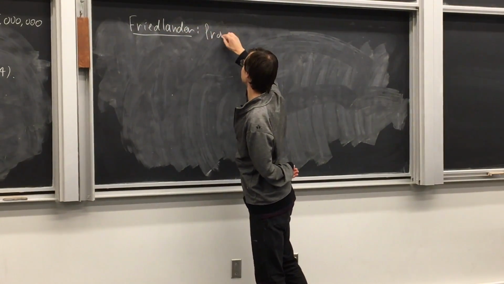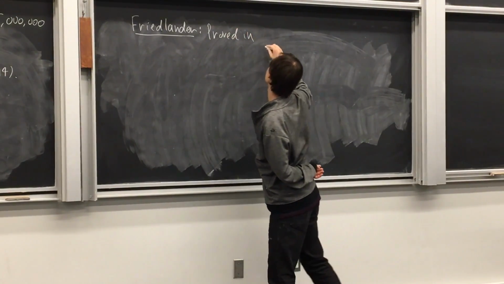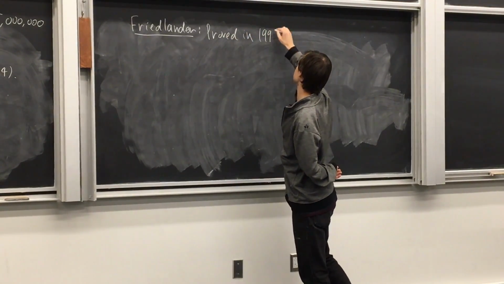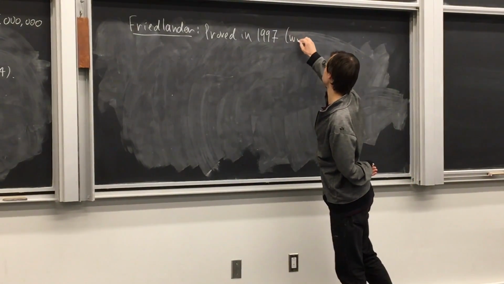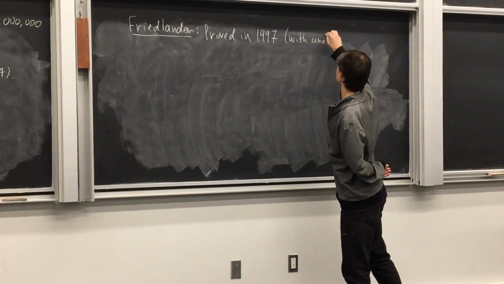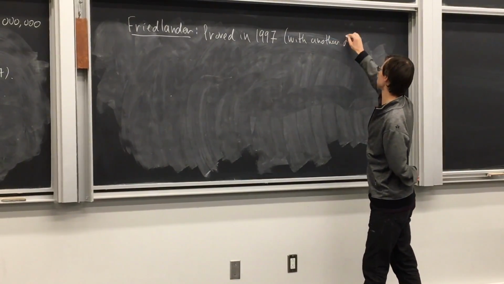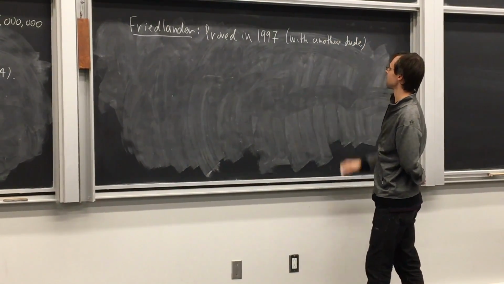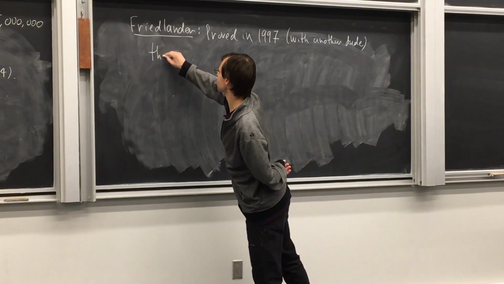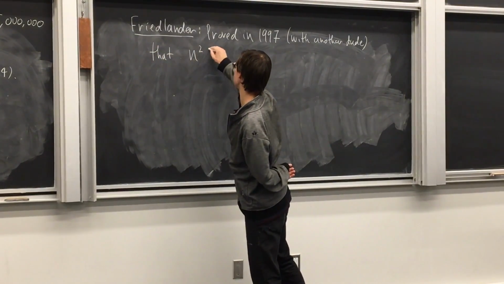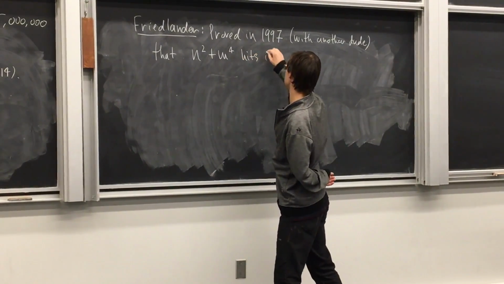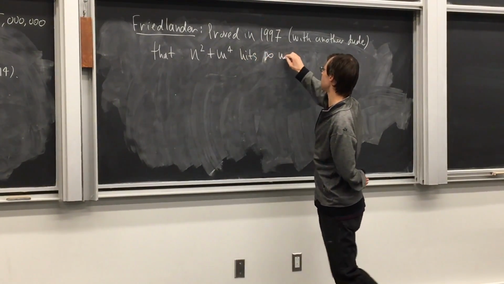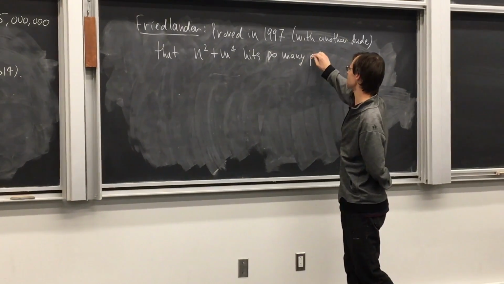Proved in 1997, quite a few years ago, with another mathematician, that n squared plus m to the 4th hits infinitely many primes. Infinitely many primes.